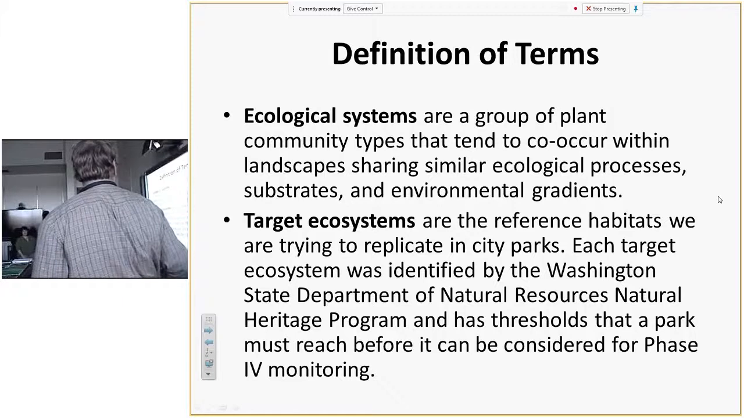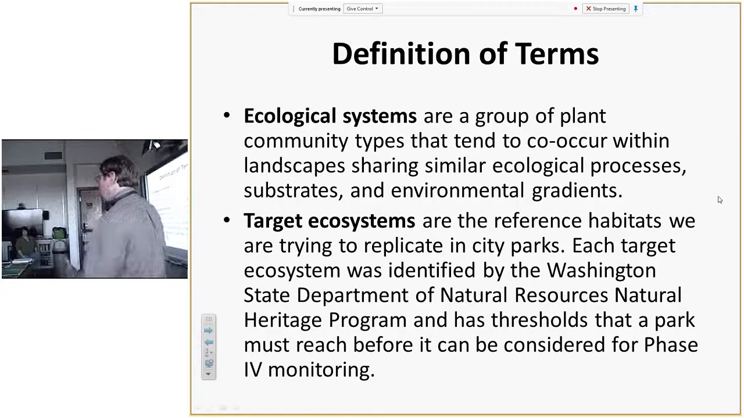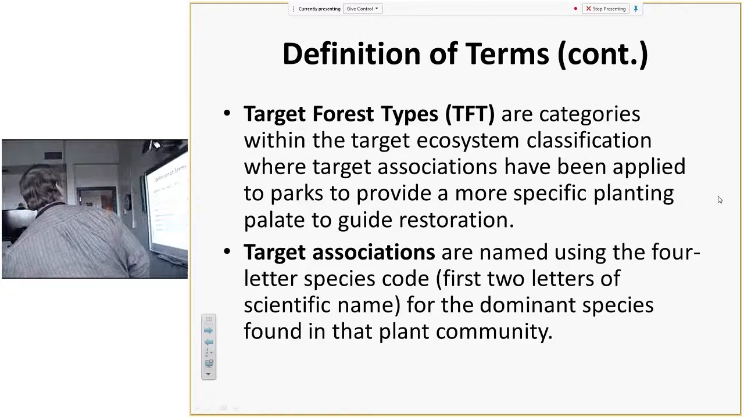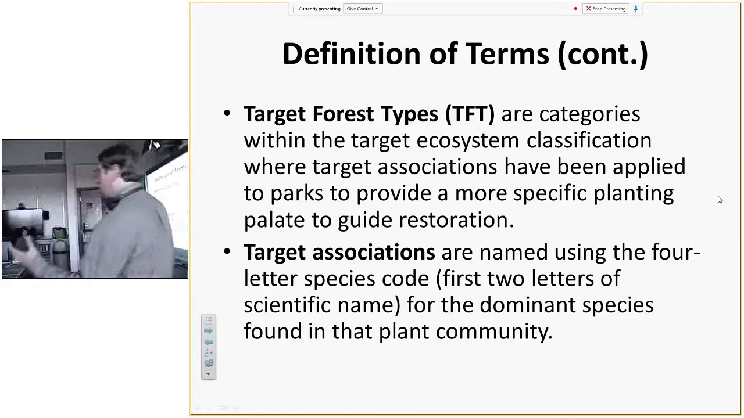And there are certain target ecosystems that the Washington Department of Natural Resources and their Natural Heritage Program created. There's a publication that came from that, and I'll explain a little bit about how they inventoried all the different plant communities in the whole state, of which we just have a subset in Seattle. So we're drilling down a little bit more.